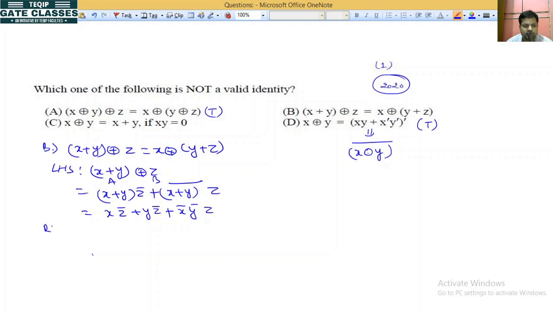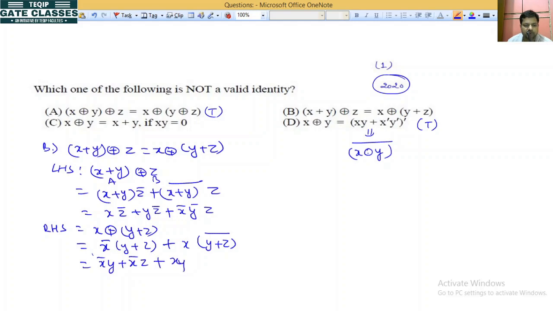Now go for the RHS. So it will be X XOR (Y plus Z). So it will be X bar (Y plus Z) plus X (Y plus Z) bar. So it will be X bar Y plus X bar Z plus X Y bar Z bar. So both are equal or not? No, these two are not equal. So this option is not valid. So this is false.